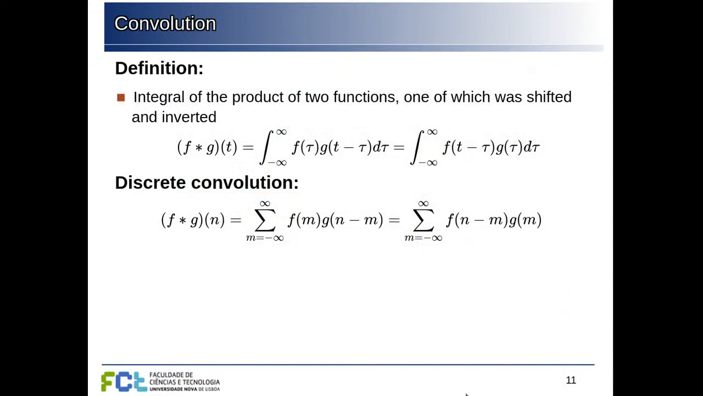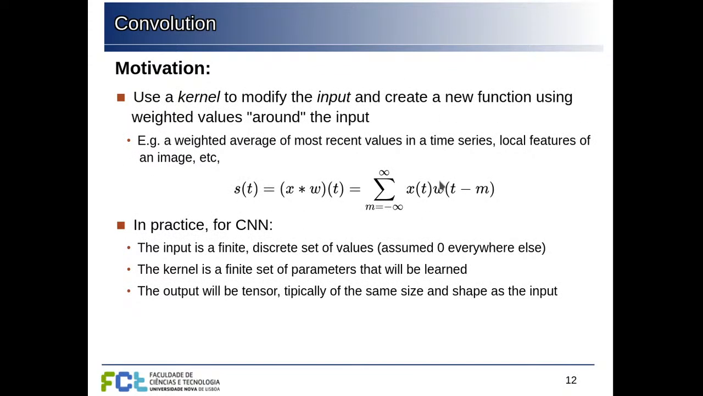This is the definition of the convolution for continuous functions, but we can also use the same for discrete convolution. This is basically a sum of the product of the discrete functions over the different steps. And we can imagine that one of these functions is something that we are creating to identify the pattern. So this is the kernel that we are using to identify a particular pattern in the data.